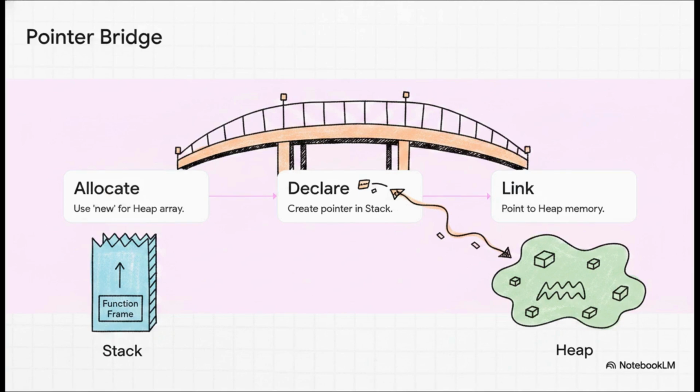Step 1, we allocate the dynamic array in the heap using new. Step 2, inside our function over on the stack, we declare a pointer variable. And Step 3, we link them. That pointer in the stack strictly points to the exact memory address of the dynamic array in the heap. Through that bridge, we can access and modify all that heap data right from our stack function.